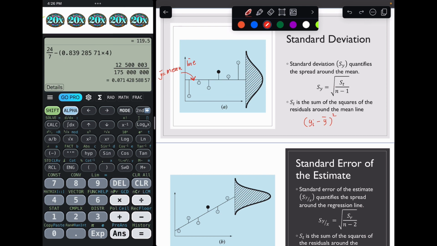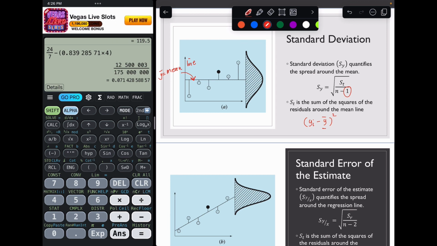So that is how far our data points are from the mean line. Then we take the square root of S sub t divided by n minus 1. Since we are just comparing the data points to the mean line, which is y bar, that is why we are just subtracting 1 here. Our reference there is just the average, or the mean, so we are taking the difference of the mean, that's why we just have n minus 1 there.